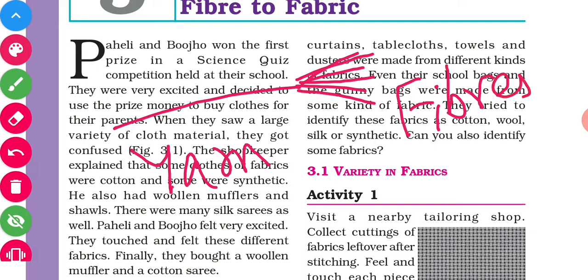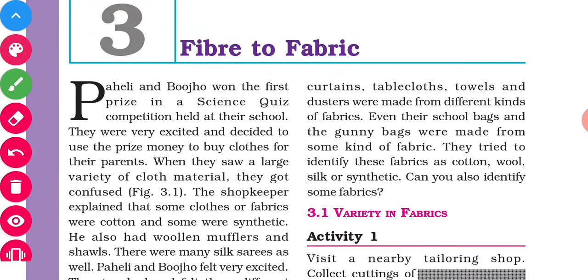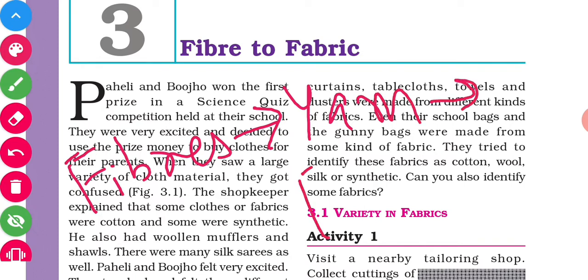So we can say that a fabric is made up of yarn and yarn is made up of fiber. It means fiber to yarn to fabric. This is how it goes. First fibers are there, then they are made into yarn, and then that yarn is converted into fabric. There is a whole process, and we are going to learn about all this here.